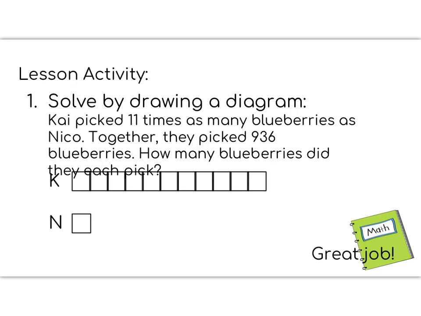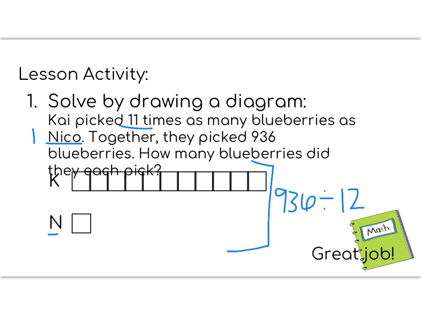I've started this problem for you by drawing the diagram already. Kai has 11 boxes because he picked 11 times as much. Nico only has one box because whatever we don't see is a 1. Because if it was a 0, we'd multiply by 0 and we get the number 0. So whatever we don't see in the word problem is a 1. So Nico is 1 box. And all together, they picked 936. So we're going to do 936 divided by the total number of boxes. Remember, Kai has 11 and Nico has 1, so the total number of boxes is 12.